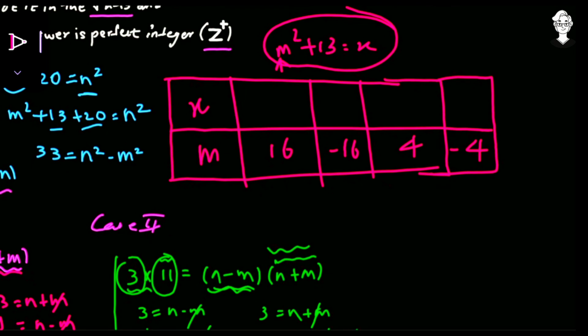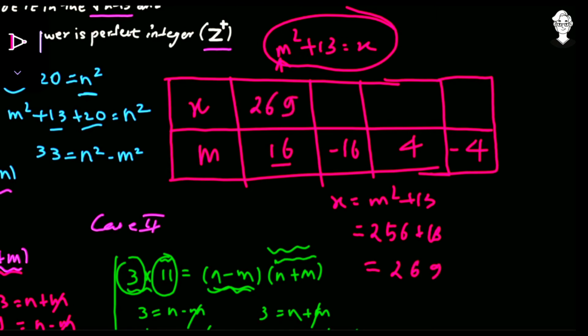So when I put 16, x is equal to m square plus 13, so it would become 16 square, that is 256. 256 plus 13 is equal to 269. So x is equal to 269. And when I take negative 16, as you can observe, the variable m has been used as a square, so negative 16 square would be 256 only, plus 13, that is 269. So the value of x on positive 16 and negative 16 is coming the same.